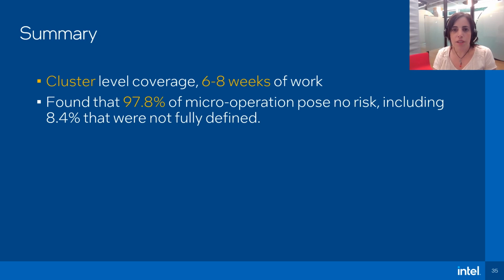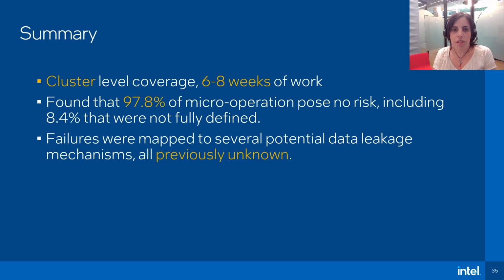To summarize, we worked at the cluster level. That is a very big design. And in a moderate effort, we covered thousands of operations and hit interesting results. We raised the confidence for the vast majority of operations, including the undefined ones that passed our check. The failures were mapped to a few different potential data leakage mechanisms. The details in these examples shown here were all changed or simplified, but they are all real mechanisms we found that were all previously unknown and detected in a live project.